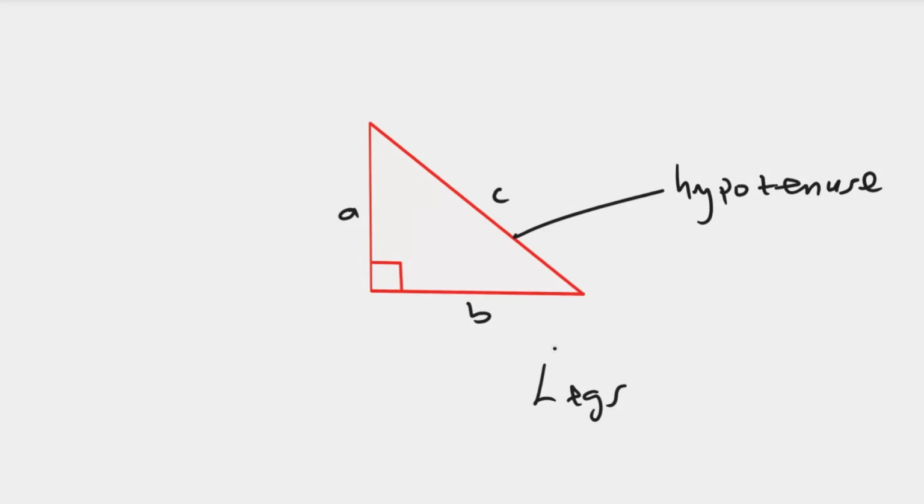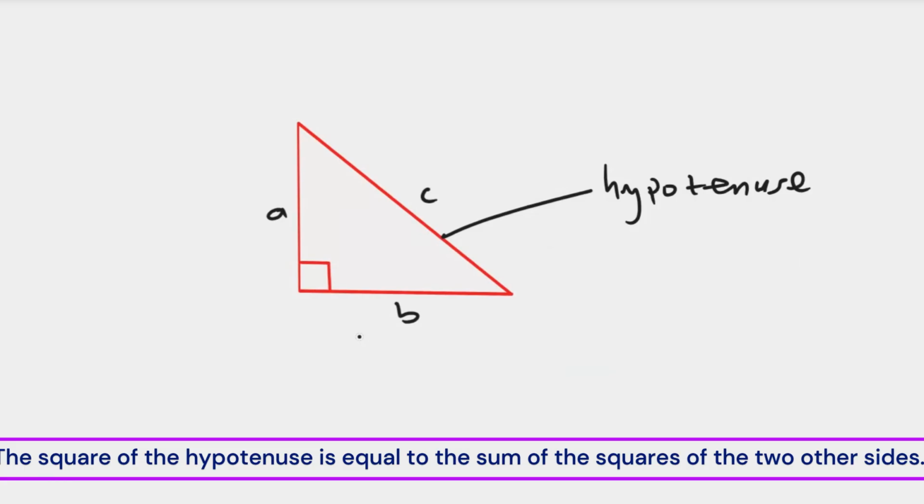Even though they have specific names, sometimes you can call this side the opposite, and that of here the adjacent, depending on the interior angle that we will talk about here. So for now, let's take these to be the two other sides of the triangle. So what's the Pythagoras theorem? That is what we're going to deduce right now.